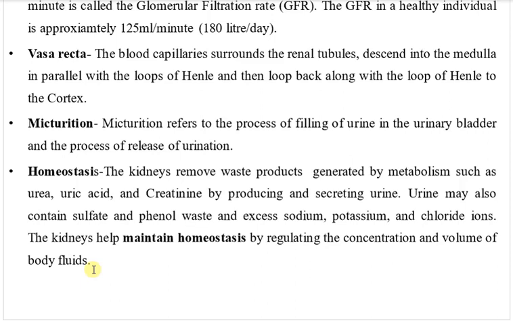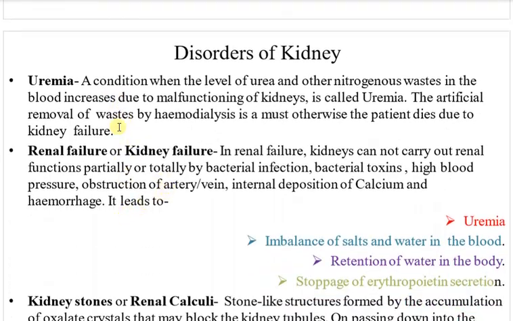If more water is there, it also needs to be taken out. If more ions are there, the same case. So the main thing is that the kidney helps us maintain homeostasis, or a stable condition. Okay. Now the disorders of kidneys. Uremia is a condition when the level of urea and other nitrogenous waste in the blood increases due to malfunctioning of the kidney.